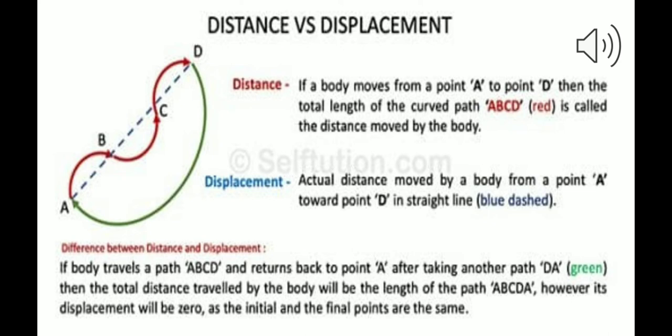Distance is a scalar quantity. Displacement is a vector quantity. Distance does not require any direction to specify, whereas displacement needs a direction to specify. Okay, so we move to the other part of the chapter.